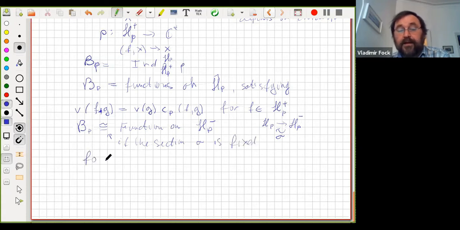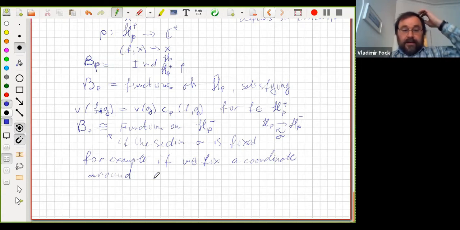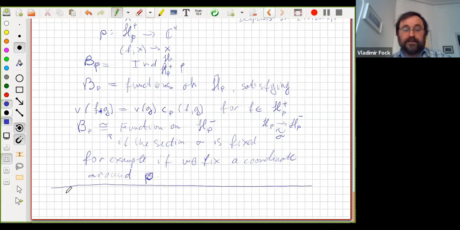For example, if we fix the coordinates, we fix a coordinate around P. Well, now after doing that, I'm very close finally to defining the notion of the tau function. But before, I'll do the following. Let's take another observation.